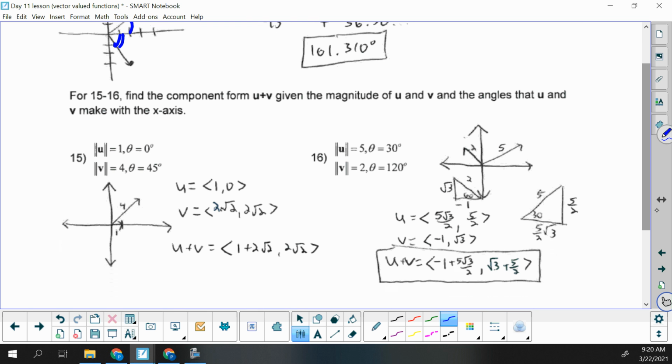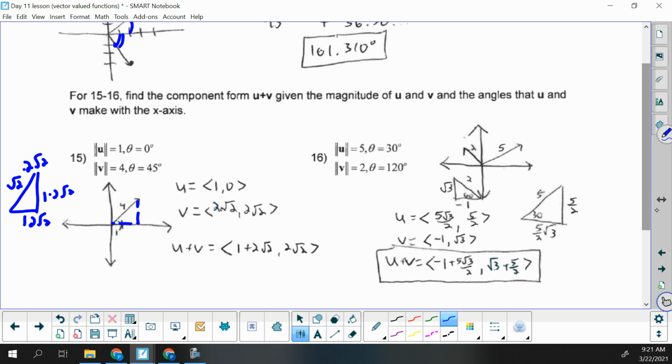So if u has a magnitude of 1 and theta is 0, the component form has to be <1, 0>. If v has a magnitude of 4, and we have 45 degrees, well, these should be the same. So you can think of them as our initial 45, 45, 90. We have square root of 2, 1, and 1. Square root of 2 would have had to have been multiplied by 2 square root of 2 to give you 4. So multiply these by 2 square root of 2 as well. So that's where you get your component form for v.